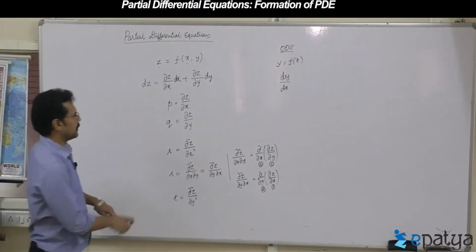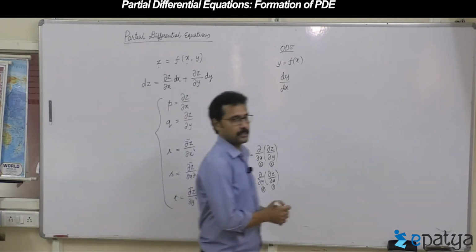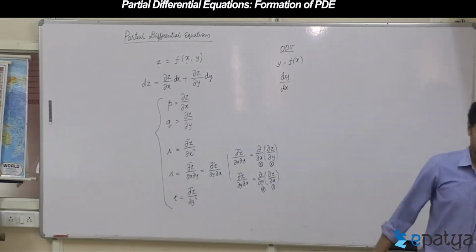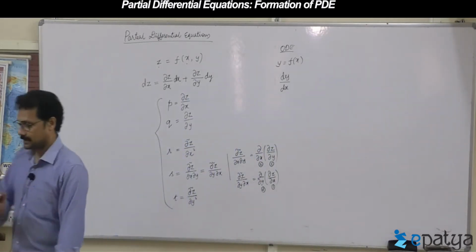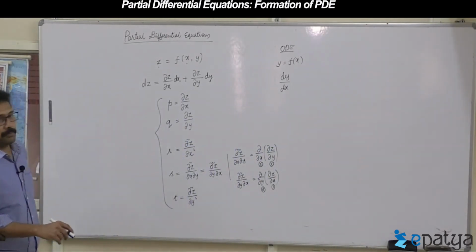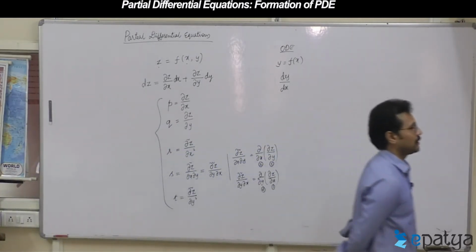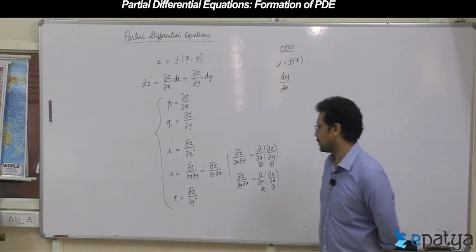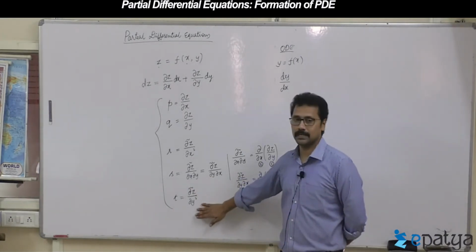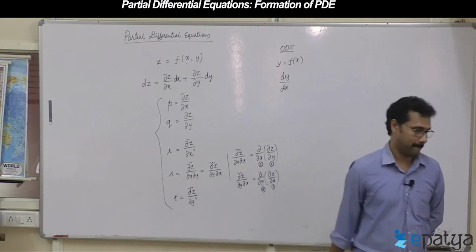But as of now, just keep note of these symbolic notations. The symbolic notation PQRST. Small p, q, r, s, t: p is dou z by dou x, q is dou z by dou y, r is dou square z by dou x square, and dou square z by dou x dou y, or dou square z by dou y dou x, is s, and small t is dou square z by dou y square.